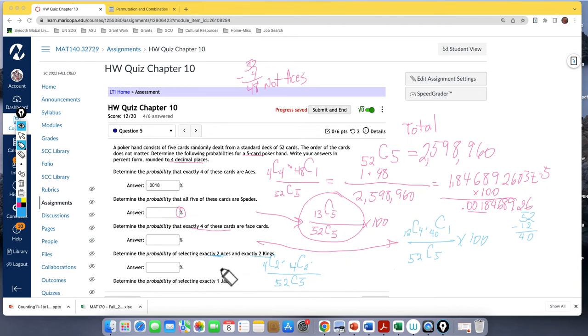So what's 52 minus 8? Gives us 46. So the last one will get 46, and from that we'll choose 1. So notice that whenever we set this up, the number we're choosing is always going to be 5. 2 plus 2 plus 1 is 5. And what we're choosing from is always a total of 52. 4 plus 4 plus 46 gives us 52. Okay, so again, we calculate each of these separately and then multiply them out. And finally, multiply by 100 to turn them into a percentage.